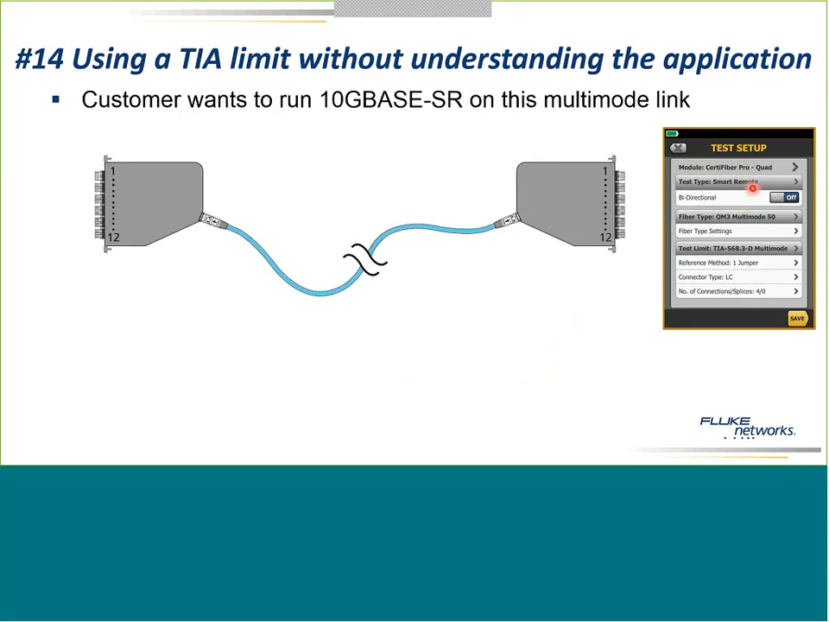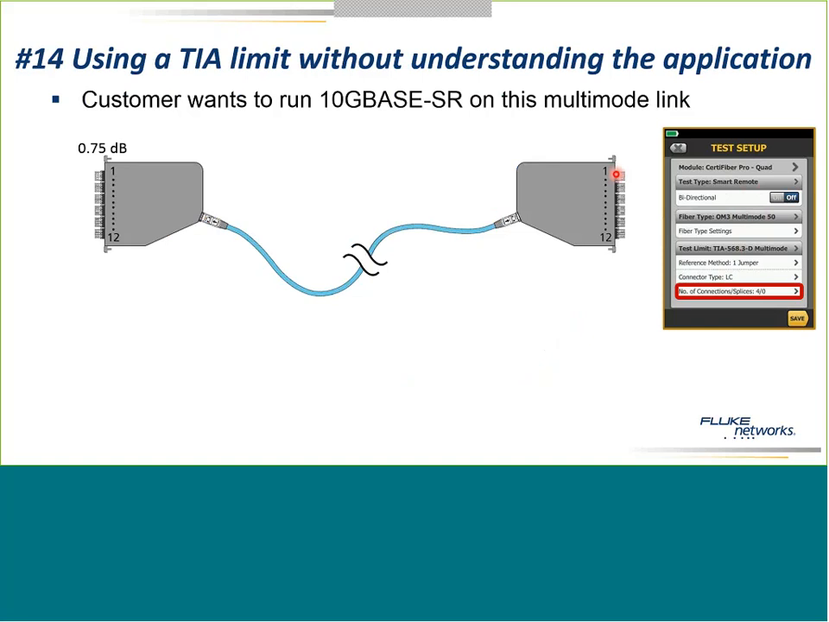We're going to get light from the far direction. And we're testing OM3 fiber. And we've got it set to the TIA 568 multimode limits. However, we've selected a connector type LC. And looking at this, the person has counted 1, 2, 3, 4 connections. Now, if we work with those 4 connections, let's take a look at what's going to happen to us.